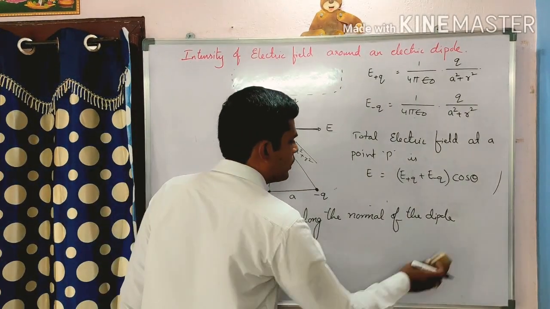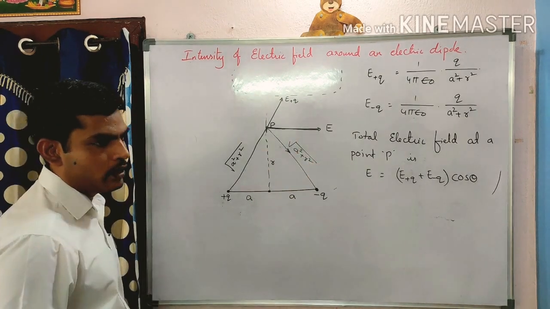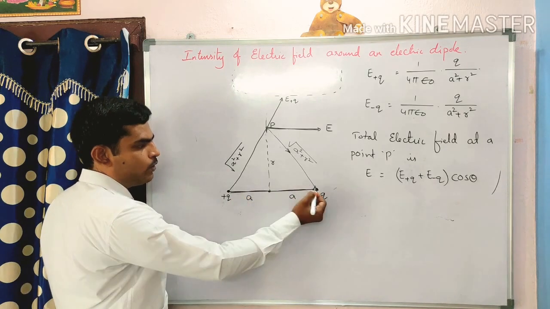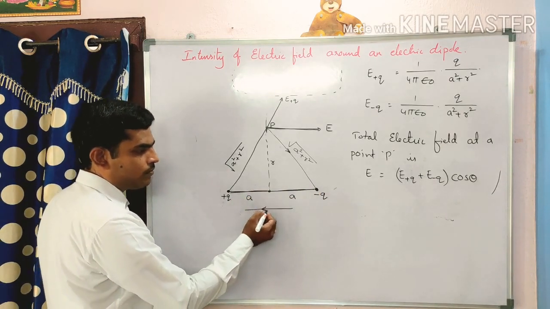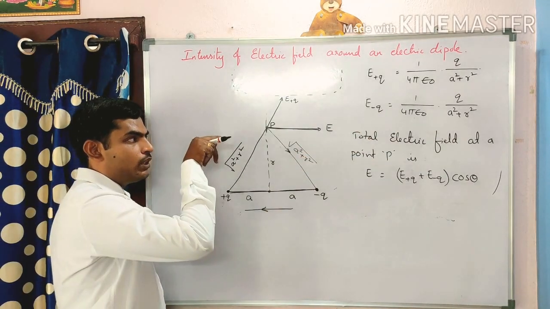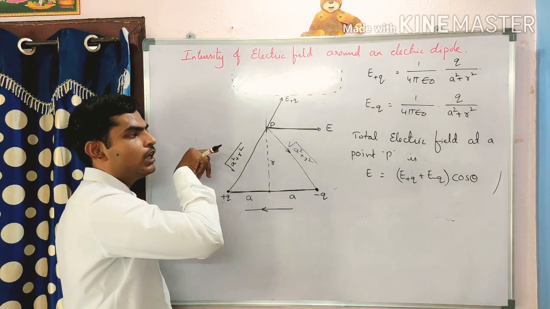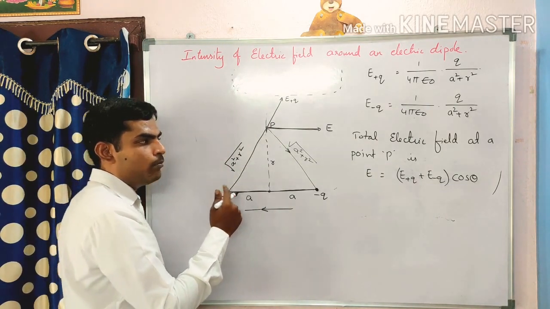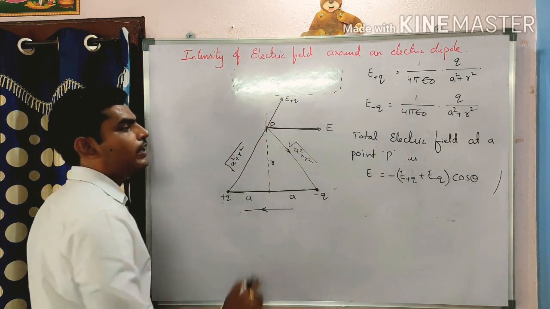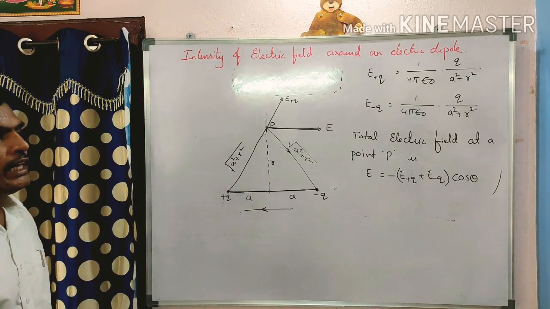One thing is to be noted here. What is the direction of this electric field now? The direction of the electric dipole moment is from negative charge to positive charge. The direction of the electric field is opposite. So the direction of the electric field along the equatorial plane is opposite to the direction of the dipole moment.